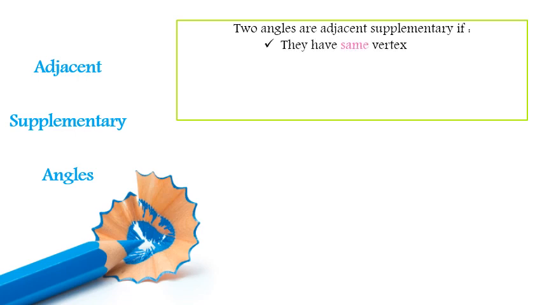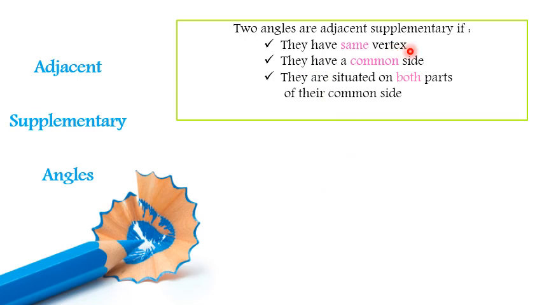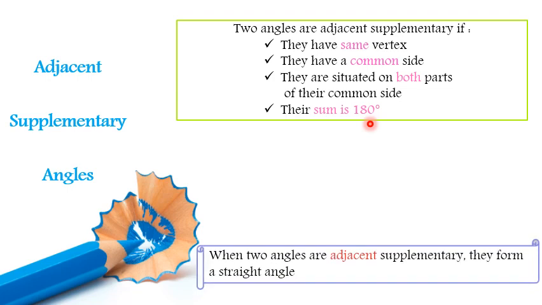To memorize them well, I have to repeat them again and again. If they are adjacent, it means they have the same vertex, a common side, and are situated on both parts of the common side. These are the conditions to be adjacent, but to be supplementary, their sum has to be 180 degrees. So here I have to add another condition, that their sum is 180, so that I can say the angles are adjacent and supplementary. Adjacent supplementary angles form together 180 degrees, so they have to form a straight angle in case they are adjacent.